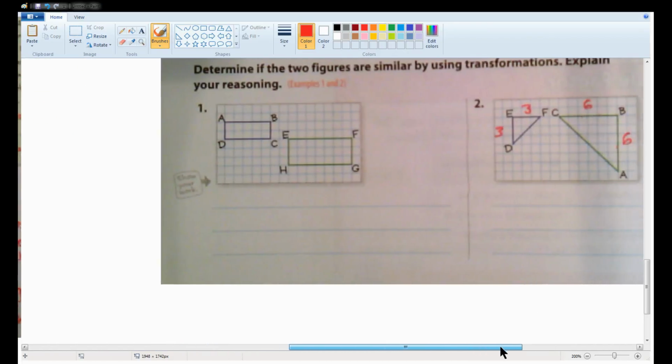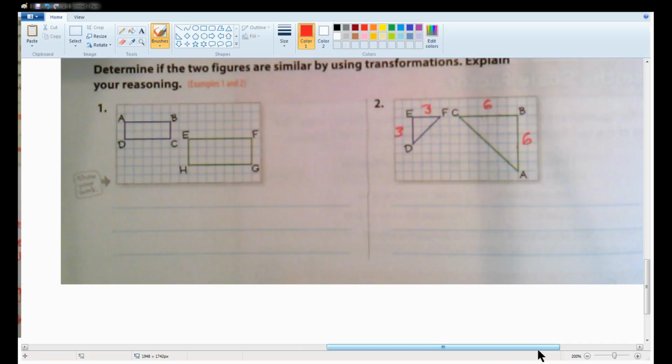So now you try it. Are these shapes the same? Let's try number 1. Are these shapes similar? Yes or no? Now first, we can tell this is translated. It's just moved to the right and down a bit. But are they similar shapes? Your first step would be filling in some numbers here. AD is 2 and AB is 5. EH is 3 and EF is 7.